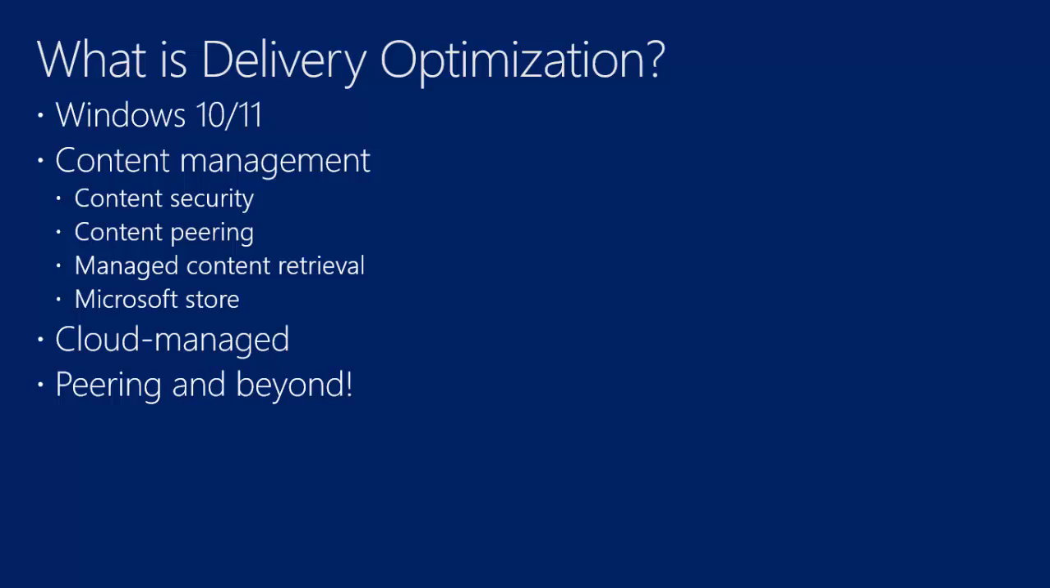Okay. So what is this thing that we call delivery optimization? Well, certainly it's focused on, or historically has been focused on, Windows 10 and 11, right? On Windows 10, you'll have delivery optimization enabled by default. So will you on Windows 11. But it's not just Windows 10 and 11 anymore. We do have limited support on Windows Server. You'll see the details of that coming up.